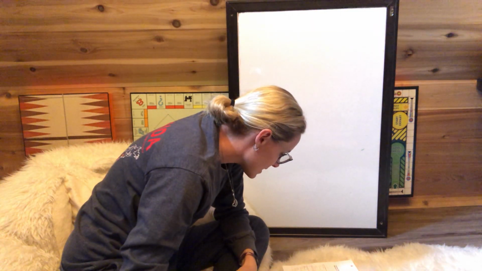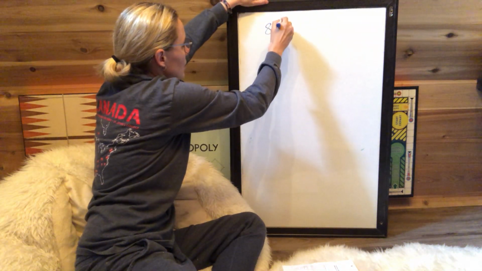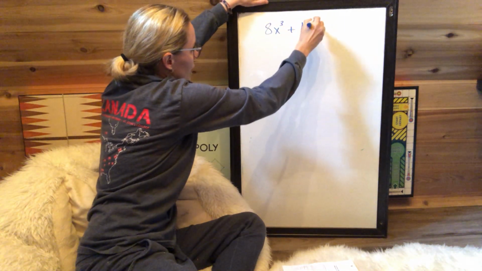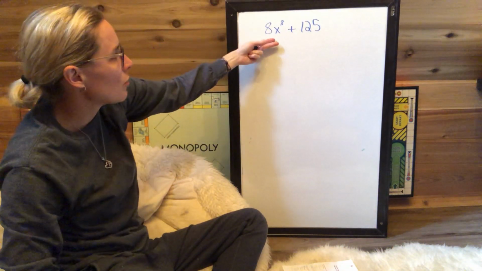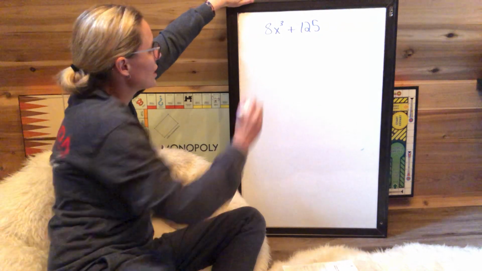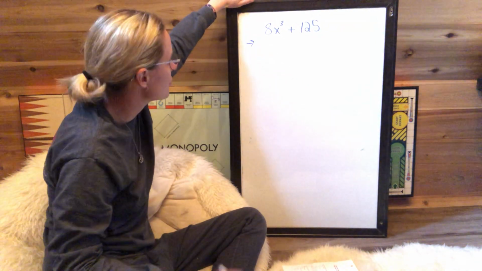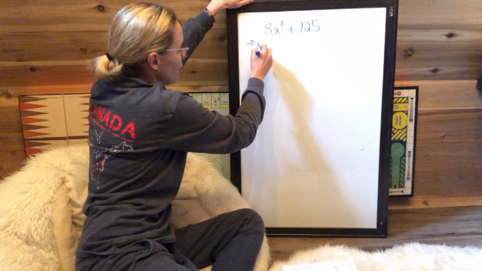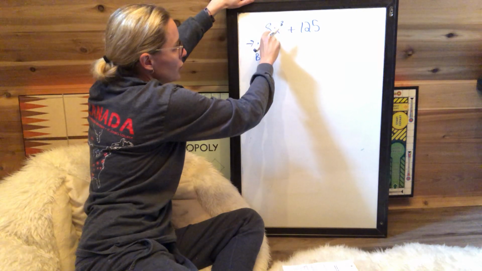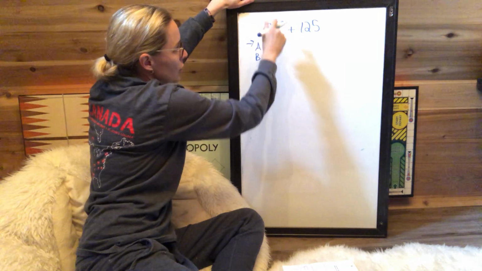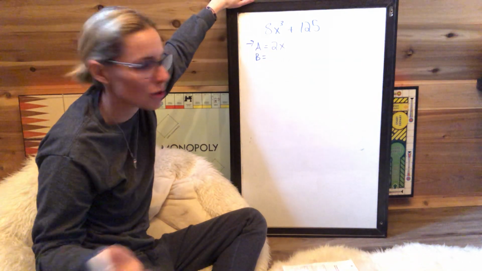The first one is 8x cubed plus 125. This one, there's no factoring that you have to do. You just have to be aware. I don't need to solve it all. I'm trusting you can plug it into the equation yourself, but I'll help you identify what is your a value, what is your b value. So again, you're taking the cubed root. The cubed root of 8 is 2. The cubed root of x cubed is just x. So the cubed root of 8x cubed is 2x.